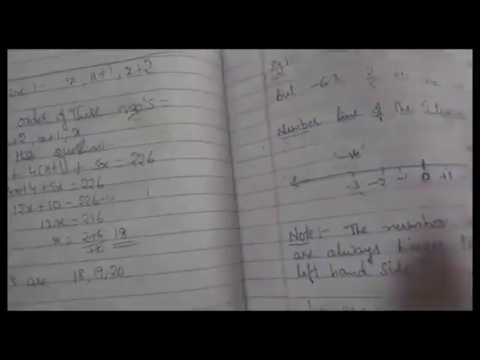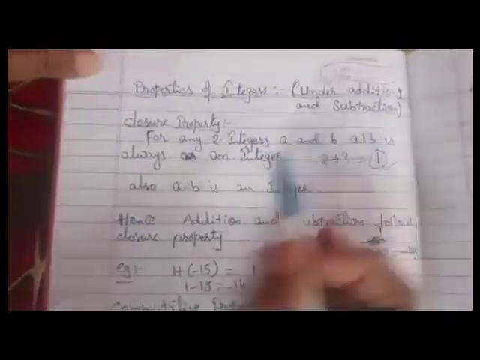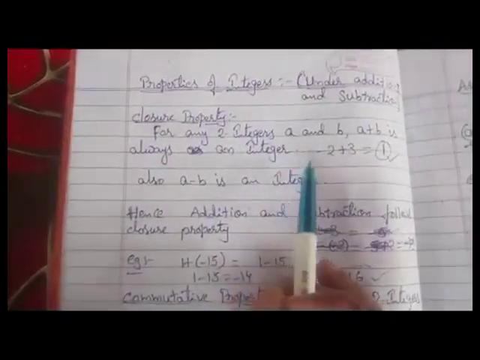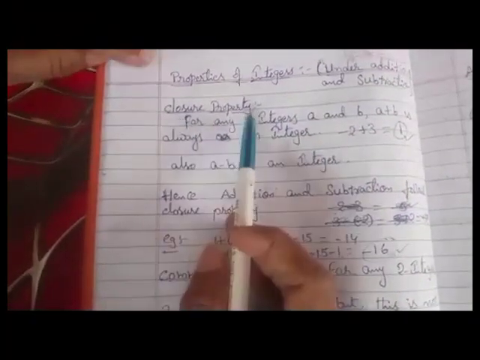Now I am going to explain the properties of the integers. Under addition and subtraction I have given the notes, but here I will explain multiplication and division also. The first property is the closure property.